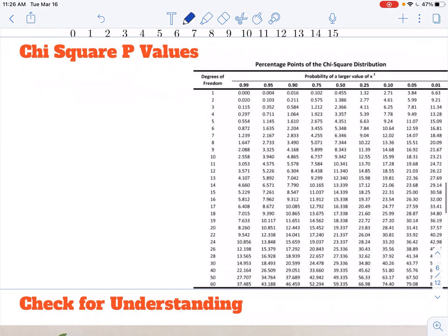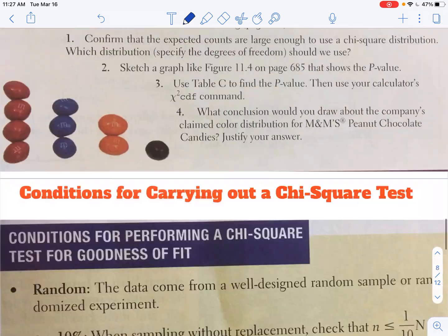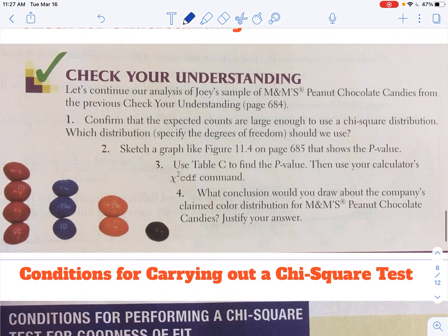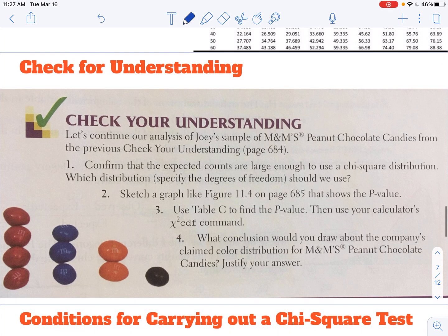So we've got a table. This is table C in your book, but this is your percentage points for chi-square distribution. And again, it's going to work kind of like a T-chart. So for example, let's look up here, and I'm pretty sure this is going to end up being our check for understanding. So we're going to go ahead and continue that analysis here. First, we should look at the conditions for carrying out a chi-square test. Confirm that the expected counts are large enough to use a chi-square distribution. And which distribution, specifying the degrees of freedom, should we use?